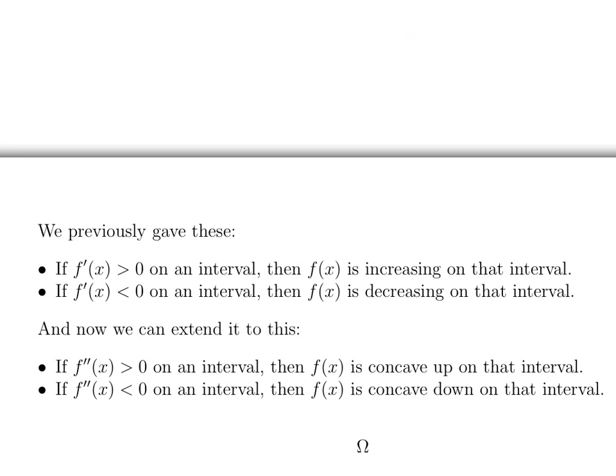Now a while back, we talked about this. We said that if f prime of x was positive, then f is increasing. And if f prime of x was negative, then f is decreasing. And so now we're going to extend it and say this. If f double prime is positive, then f is concave up. If f double prime is negative, then f is concave down. And we're going to talk quite a lot more about this as the time goes on. Okay, that's all for now.